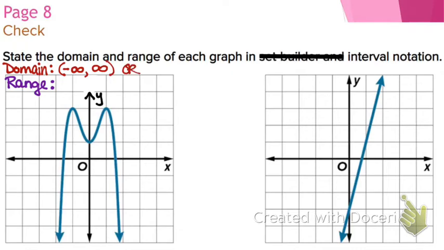That's my interval notation. I want to use the other kind of notation here too. If I can have any kind of negative number, any kind of positive number, no restrictions on anything, how else can I say that? All real numbers.